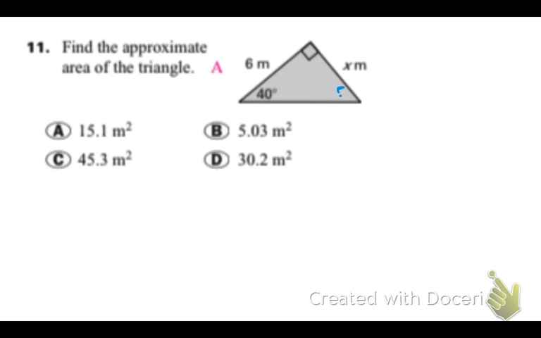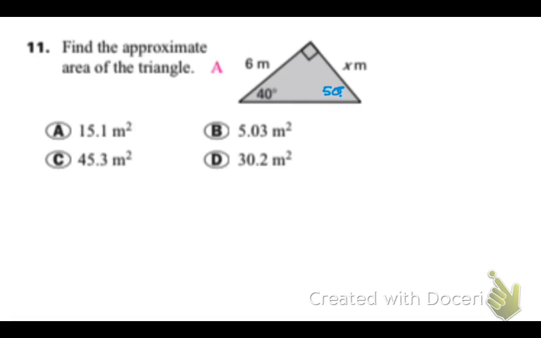Okay, we have no idea what it is. Or actually, we do know what it is, right? Because we can add 40 and 90, we get 130. We subtract that from 180, and we actually know this is 50. So it turns out we don't need to know it, but that's okay. But the thing is, I can't use any of the special triangle formulas. I've got to use trigonometry.